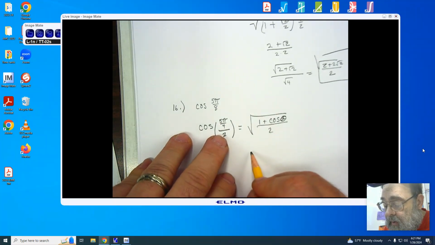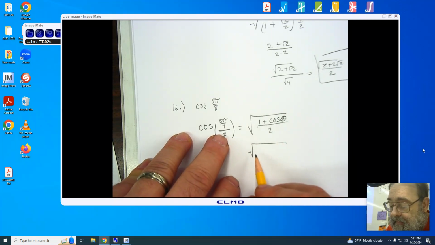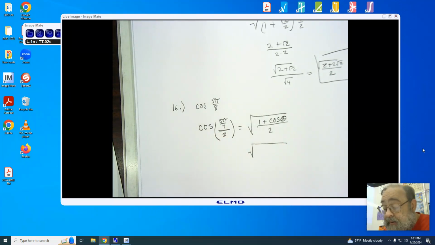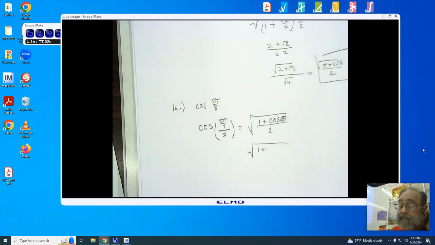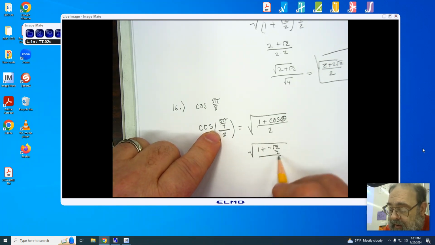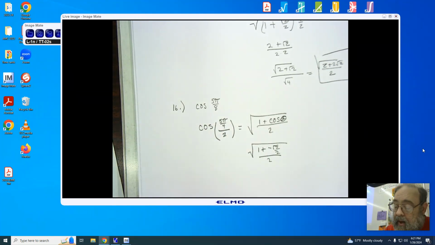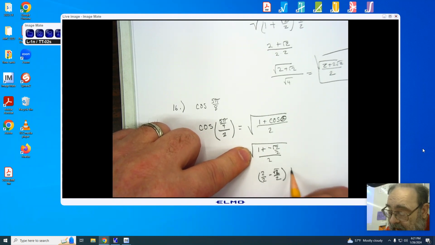So here we go. We're going to now plug it in. What is the cosine of theta? We have 1 plus, we know it's a negative root 2 over 2, and we are dividing by 2. Common denominator gives me 2 over 2 minus root 2 over 2, and I'm multiplying that by 1/2.